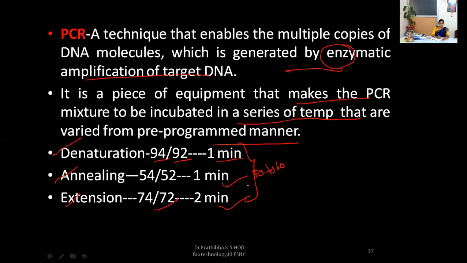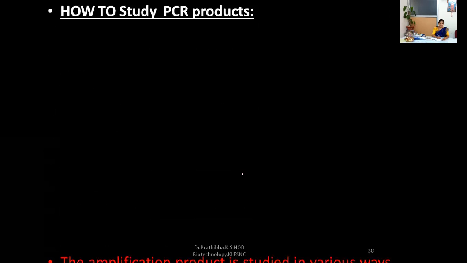Okay, for one cycle we need how many minutes? 4 minutes. The machine may also show instead of 1 minute denaturation, 2 minutes, or annealing 2 minutes, or 3 minutes or 1 minute, it may vary, but you write this particular standard one, enough for your examination. Denaturation 1 minute, annealing 1 minute, extension 1 minute. Okay. Who discovered or demonstrated this PCR machine? Kary Mullis in the year 1985.